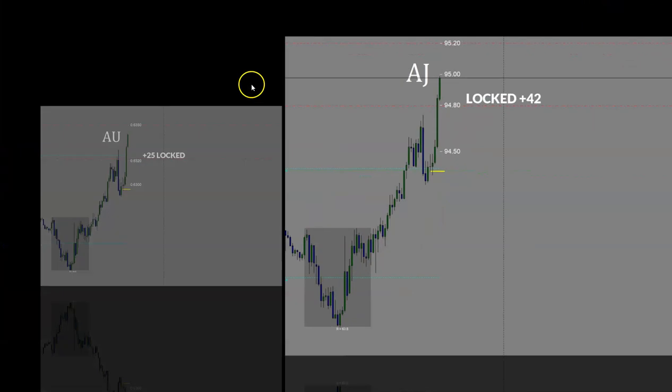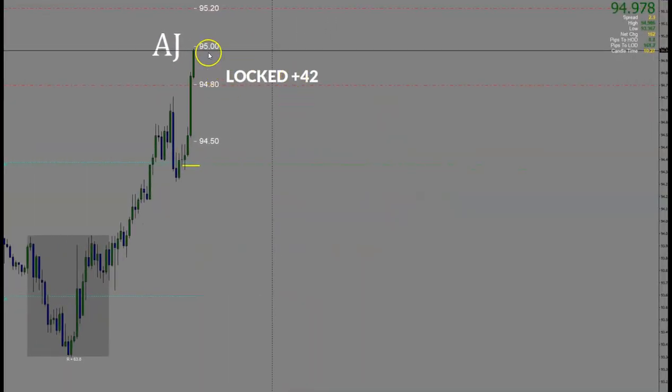And here is the AJ. I've now moved to lock in 42 pips. If price gets through 95.00 and starts to climb, I'm going to lock in even more.